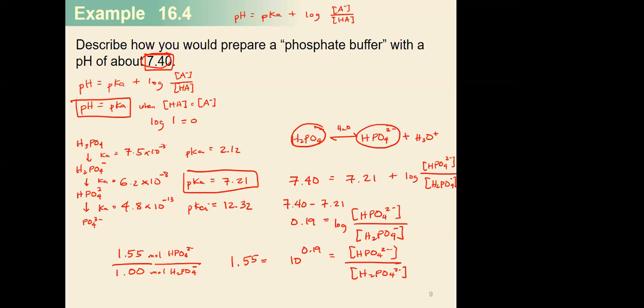Professor, for this reaction, for the phosphate buffer, it's always going to be 1 mole of the concentration of acid or weak acid. Yeah, that's how we set this up because of the mole ratio here. So it's always, if you're going to get that one, that is always over 1. 1.55 over 1.